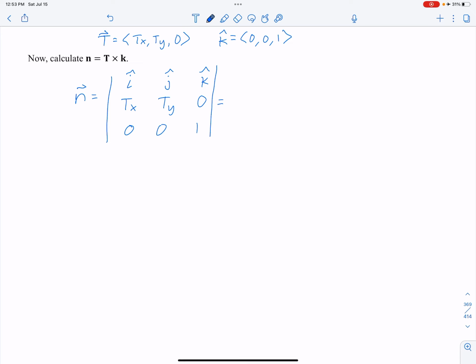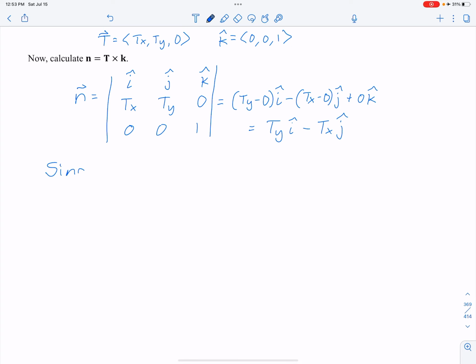Covering up my first column and first row, I have ty minus 0, i. Minus, covering up the j column, I get tx minus 0, j. And then covering up the k column, we get 0k. So all this work gives us ty i minus tx j. Okay, hold on to that. We're going to use it here in a moment.